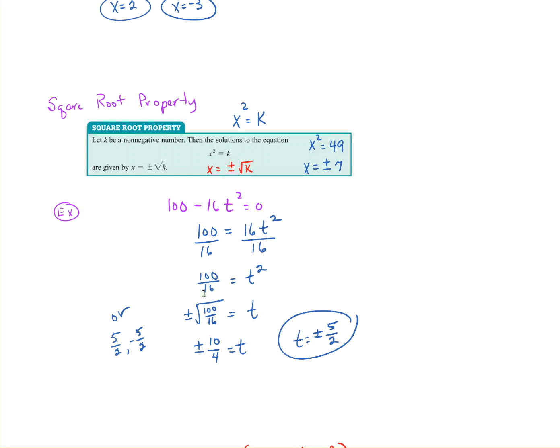I note that both of those are perfect squares. So I'm going to take the square root of both sides. That's the square root of 100 over 16, which gives me 10 over 4. We have plus or minus, but that does reduce to 5 halves. So your answer is plus or minus 5 over 2.